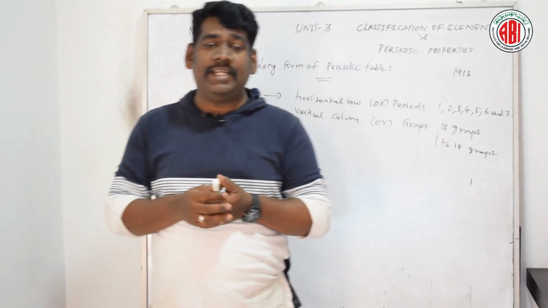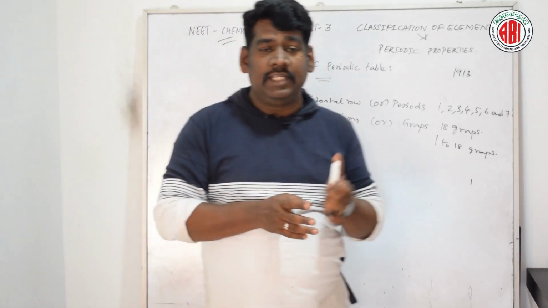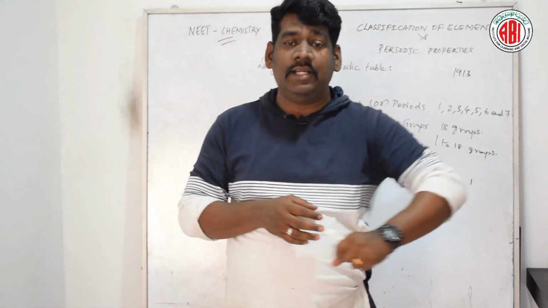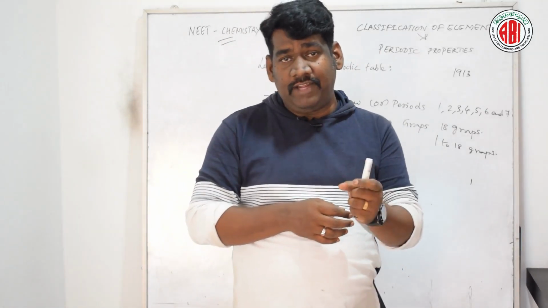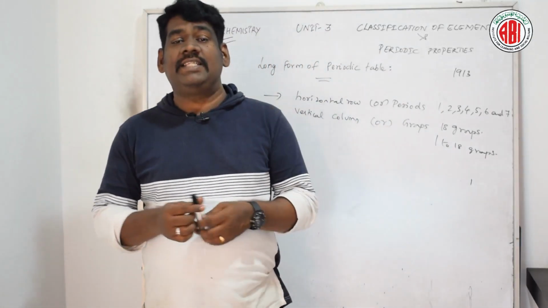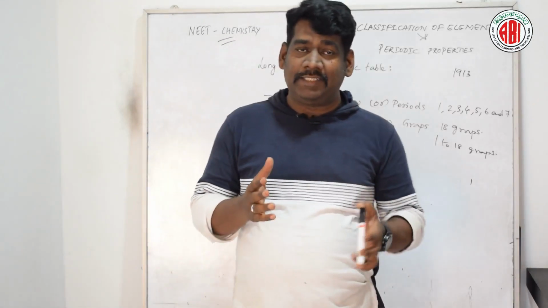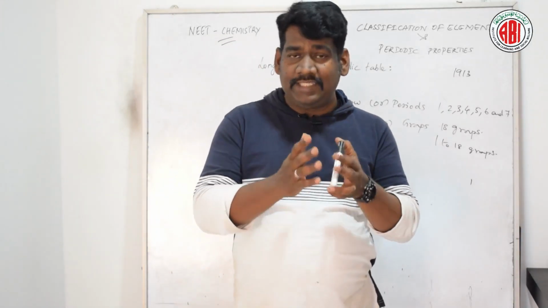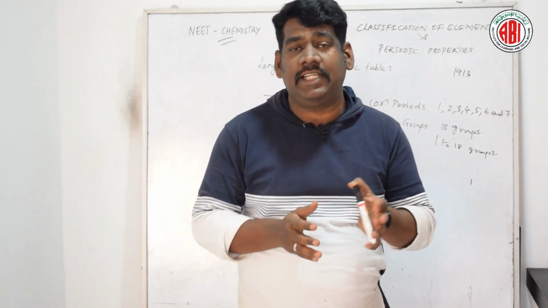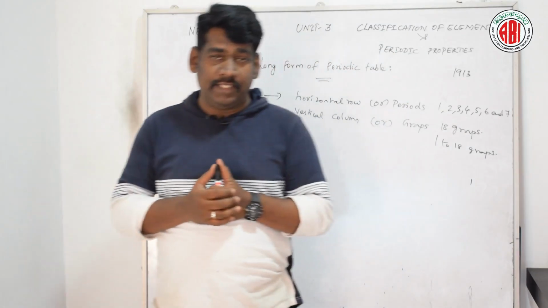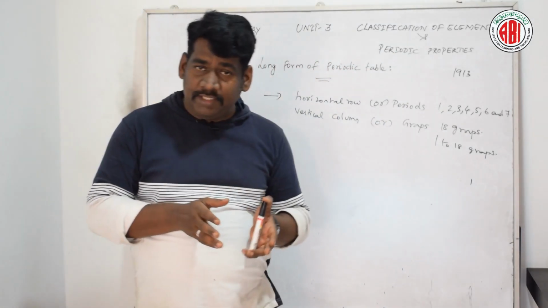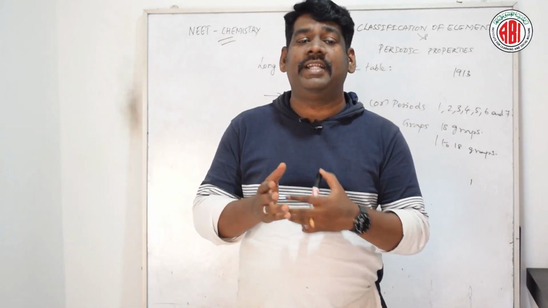There are 7 periods, and each period starts with a different principal quantum number, starting from n equal to 1, 2, 3, 4, 5, 6 and 7. It can be seen that the number of elements present in each period is twice the number of atomic orbitals available in the energy level that is being filled. Now let us see the electronic configurations of the elements in the periods.